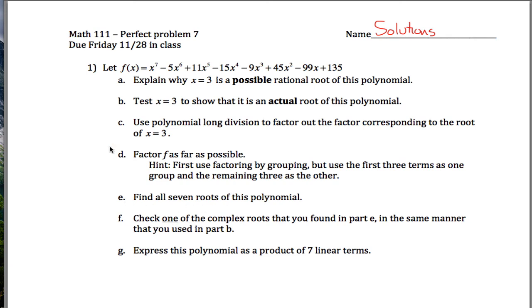All right, problem 7. We're given this huge mess of a polynomial and asked to do a bunch of stuff with it. Part A says explain why x equals 3 is a possible rational root of this polynomial.